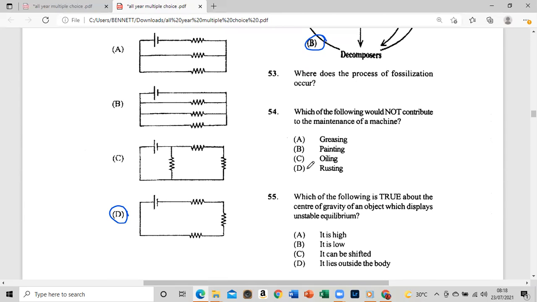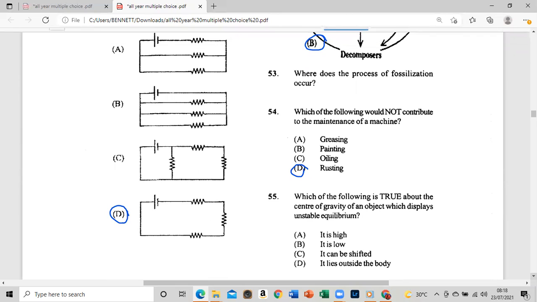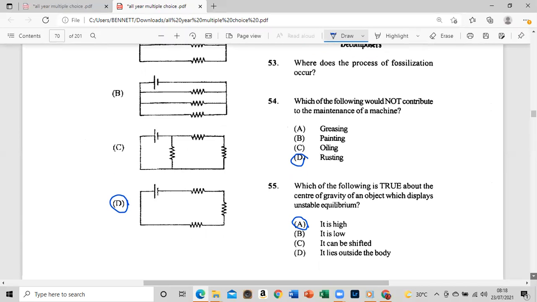And that is rusting. 55, which of the following is true about the center of gravity of an object which is placed in stable equilibrium? It's too high, it's too low, it can be shifted, it lies outside the body. And that is A, it is too high. Let's move on to 56.